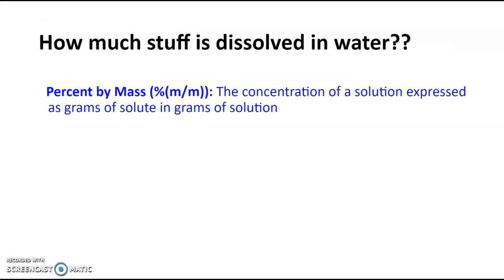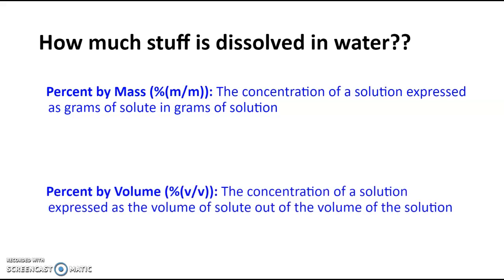There are other ways to express solutions as well, and one of those is percent by mass. So in this case, we express the concentration of a solution as grams of solute in grams of solution. So you would basically take your solvent, set it to the side, find the mass of your solute, dissolve your solute in your solvent, and then find the mass of the solution.